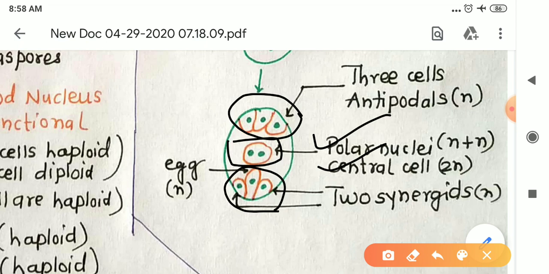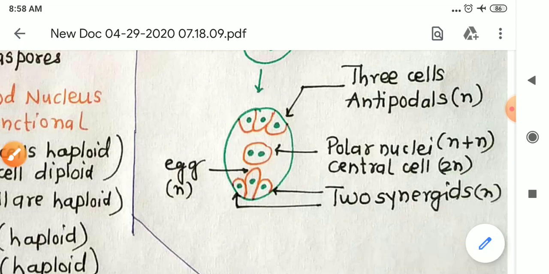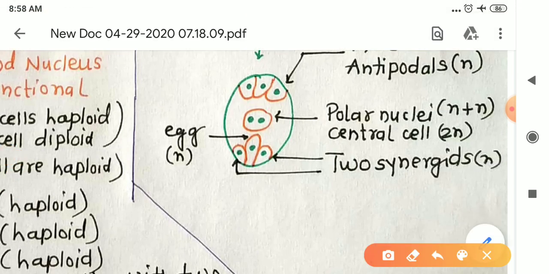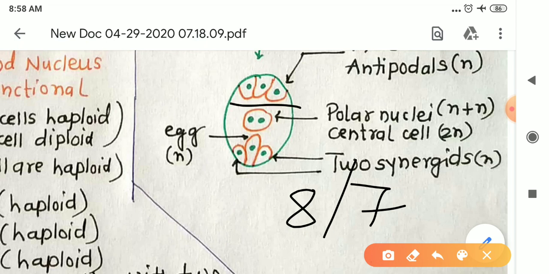Now, out of this egg apparatus, 2 are synergids and 1 is the egg cell. So, if you observe the overall structure of this megaspore, you will see the presence of a total of 8 nuclei and 7 cells, of which 6 cells are haploid and 1, that is the central cell, is diploid in nature because it has 2 haploid nuclei, which makes it a diploid cell.